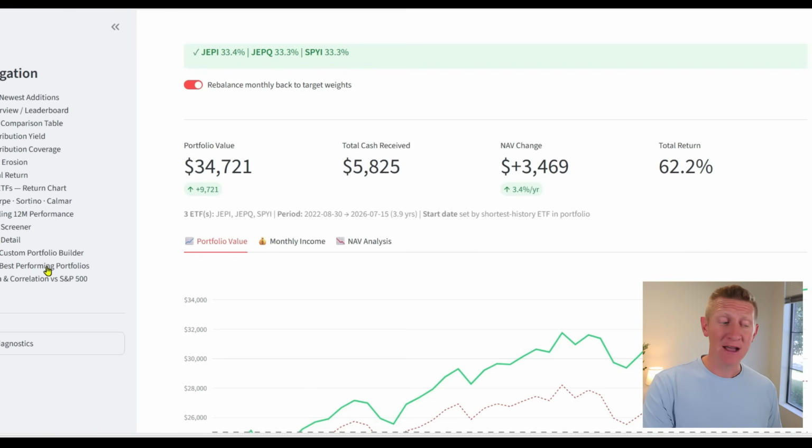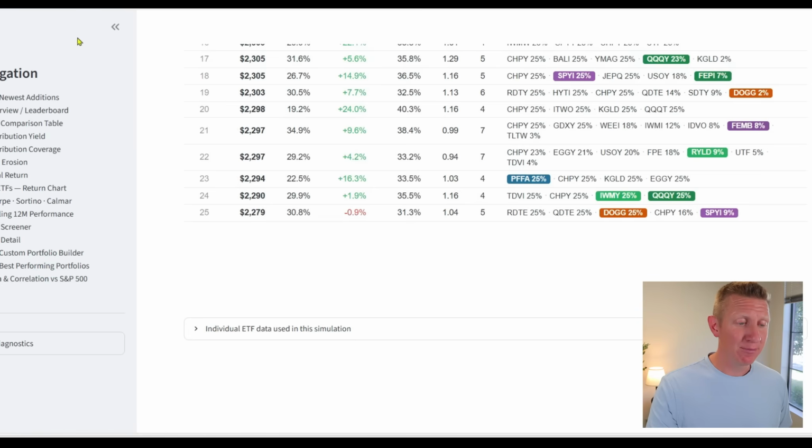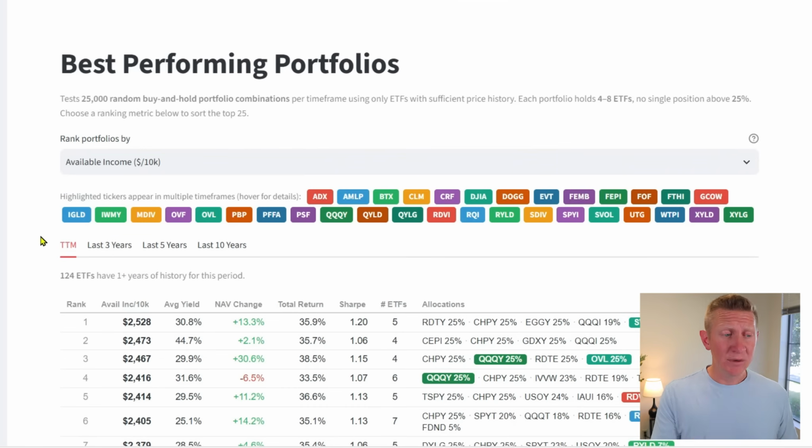But right now with 135, what we did is with the best performing portfolios section, we scroll up here to the top. What we did here is we took 25,000 random buy and hold portfolio combinations. And we looked at, like it says here, net asset value changes. We looked at all these different ETFs. The ones that are highlighted here are ones that are showing up in the top 25 in multiple timeframes, which is actually pretty cool.